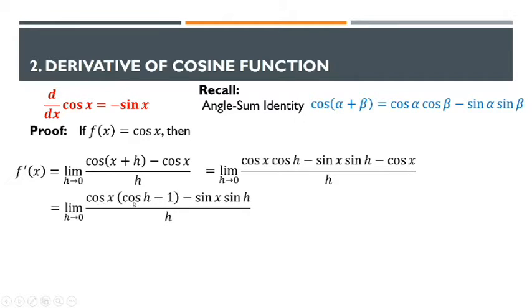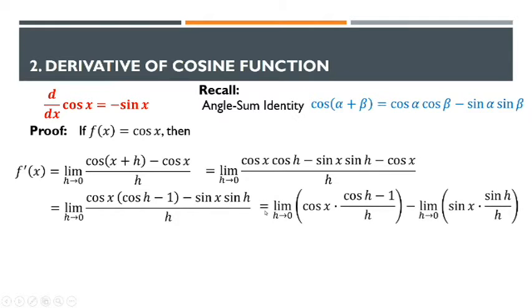So what will remain is cosine h minus 1 minus sine x sine h over h. Okay, so taking the limit of this difference, we have the limit of cosine x times cosine h minus 1 over h, minus the limit of sine x sine h over h. So recall lang natin that this has become 1 kapag kinuha natin yung limit, and this one approaches 0.